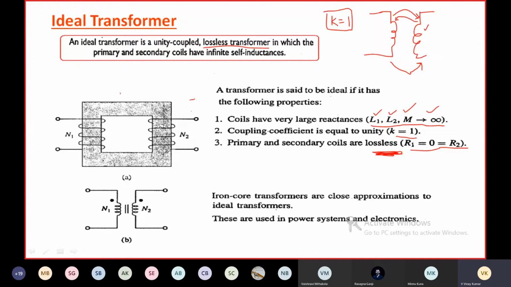This is an iron core transformer. The medium present between these two coils is iron. That's why it is called an iron core transformer. These transformers are used in power systems and power electronics. The two lines indicate that this is an iron core transformer.